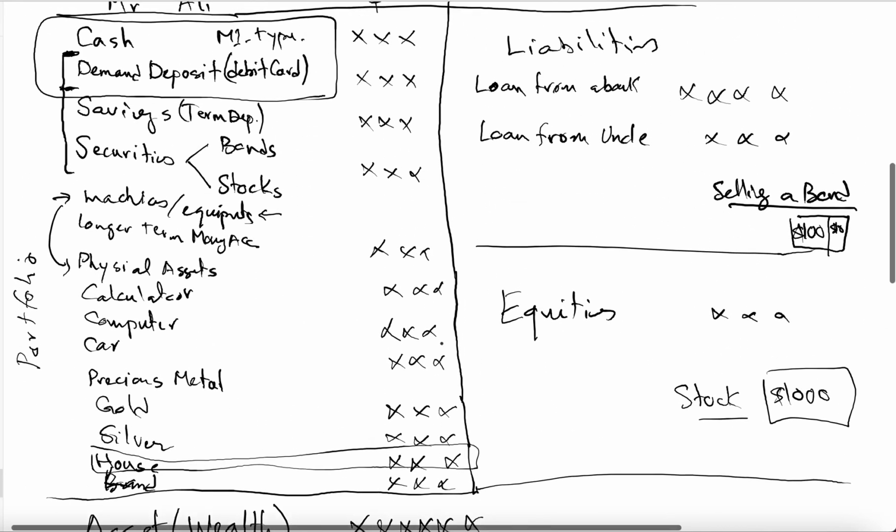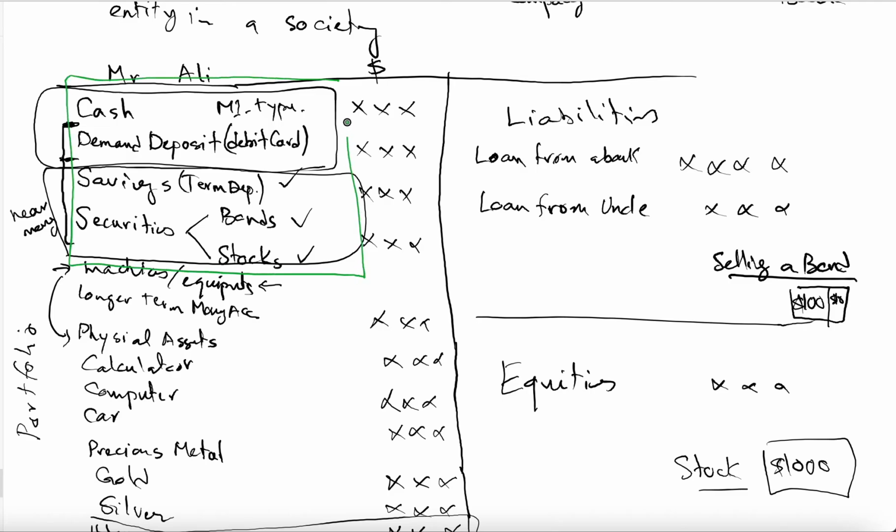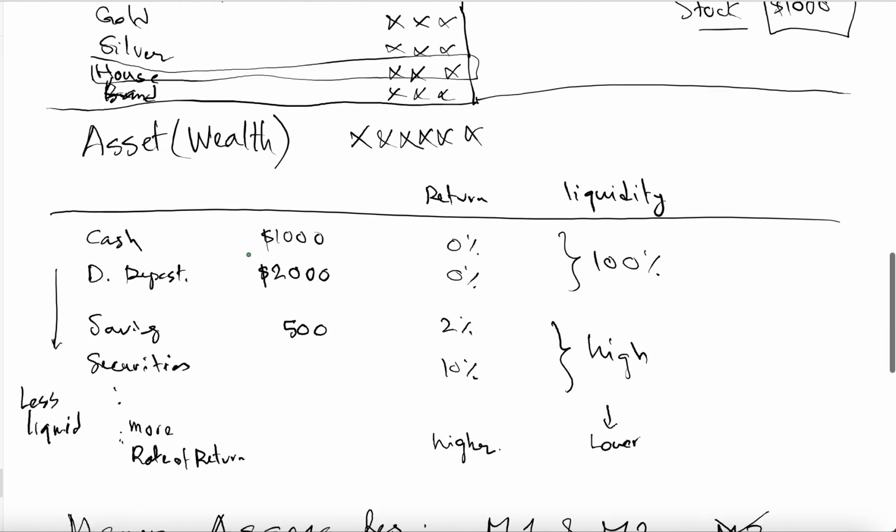Like for Mr. Ali, we have a bond, stock, saving deposits, or term deposits. They are all near money. Mr. Ali can quickly sell these items, make it cash, and go and do a transaction for buying something else. As a result, altogether is considered M2. So near money plus M1 becomes M2. From here to here is M2. From here to here is M1. Not only for Ali, but for the entire society.